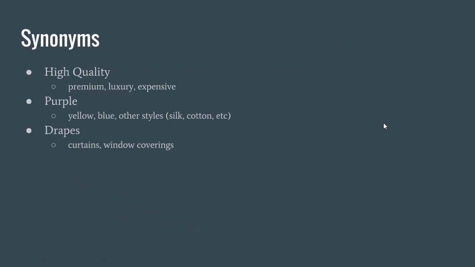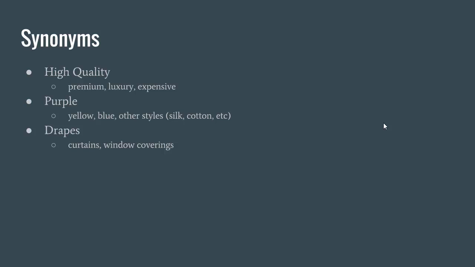Synonyms. Okay, so synonyms for the word high quality. I just have a couple examples here. Obviously, this list could be broken out into a much, much longer, more extensive list that could be segmented into quite a few different campaigns. But some synonyms for the word high quality: premium, luxury, expensive. Some synonyms for the word purple, obviously other colors like yellow or blue. In this case, where the word purple is describing the drapes, you might have other styles or fabrics that you want to use that you could throw in there to create different ad groups. So things like silk or cotton, or I don't know, rugged or flannel.